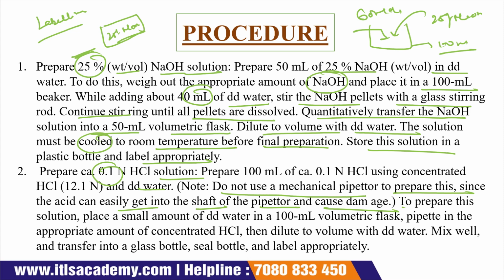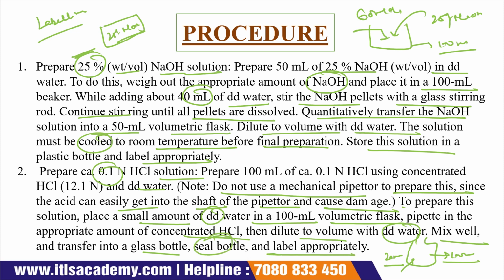Now to prepare this solution, place a small amount of deionized distilled water into a 100 ml volumetric flask. Suppose that this is your 100 ml volumetric flask. Now what do you have to do? You add about 20 ml of deionized distilled water and the appropriate amount of concentrated HCl. Then after diluting with deionized distilled water, mix it properly, transfer it into a glass bottle, seal it and label appropriately.